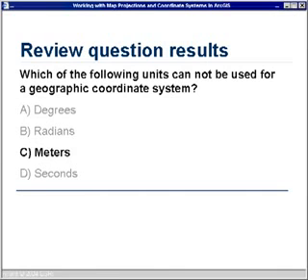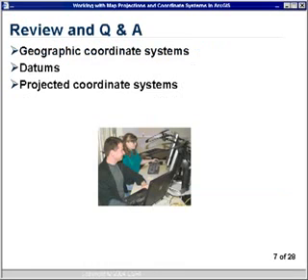So now I'll go ahead and give the answer to the review question. Which of the following units cannot be used for a geographic coordinate system? And it looks like almost everybody got it right, it's over 75%, and the answer was C, meters, because meters is a linear unit of measure, not an angular unit of measure.